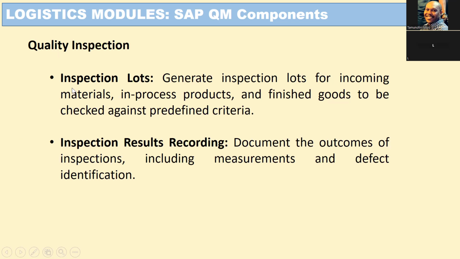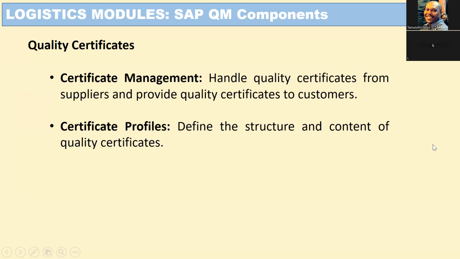The quality inspection lots generate inspection lots for incoming materials, in-process products, and finished goods to be checked against predefined criteria. What does quality inspection entail as well? Inspection results recording documents the outcomes of inspections, including measurements and defect identification. Quality certificates handle certificates from suppliers and also provide quality certificates to customers.